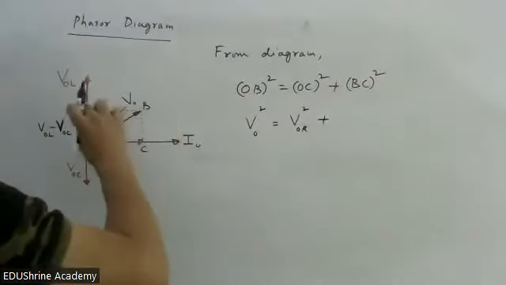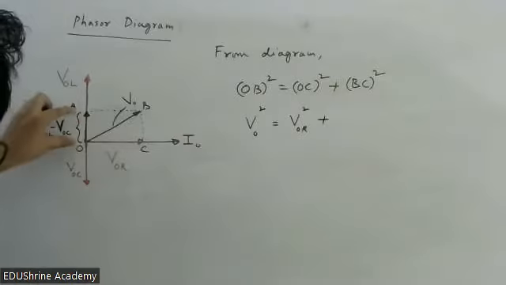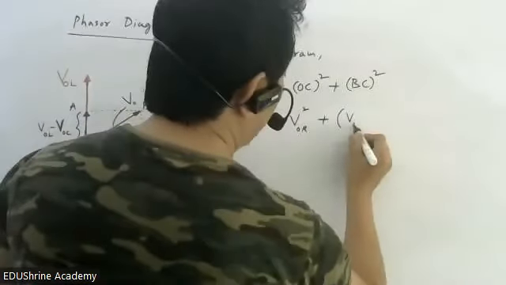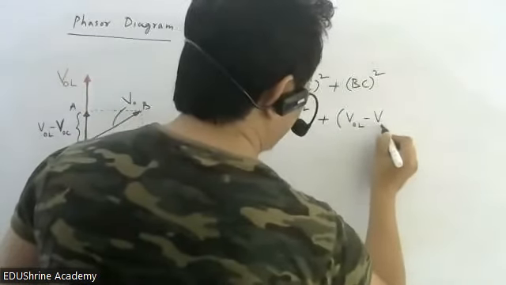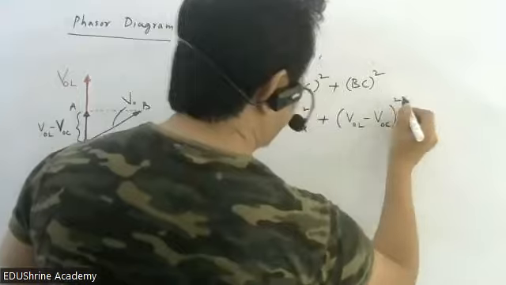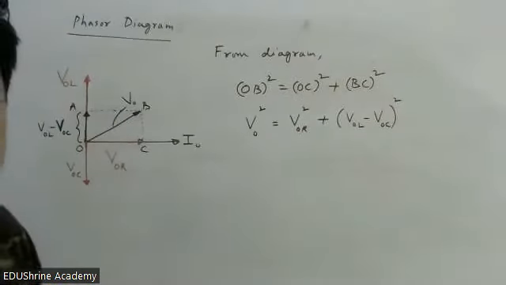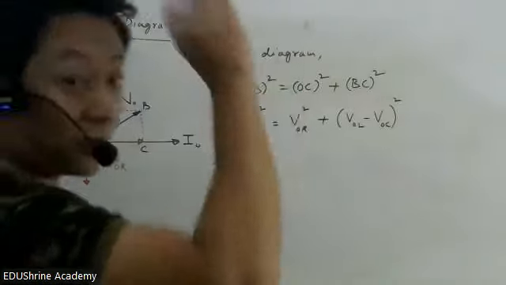BC is what, students? BC is same as AO, and AO is the difference of this and this: V naught L minus V naught C, whole square. Guys, understood or not till now? Understood, sir. Now use those three equations.